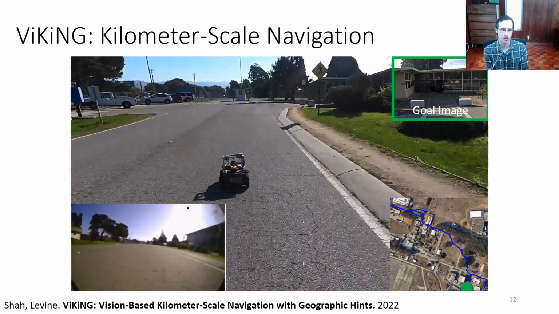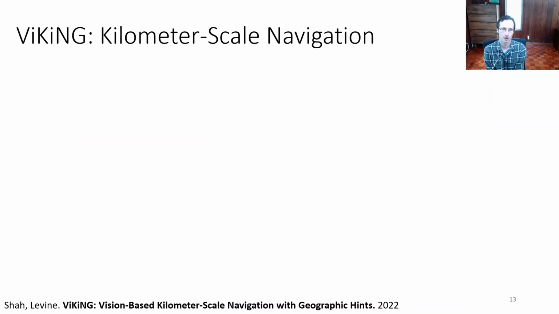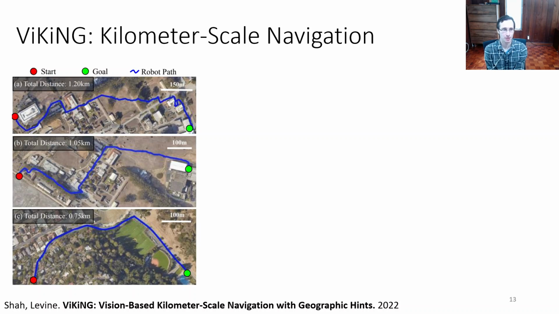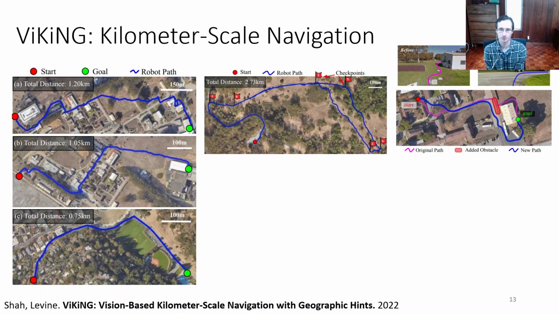So this is really the benefit of using graph search in combination with these heuristics. ViKING can navigate to goals that are over a kilometer away. If we give it some intermediate checkpoints, it can follow a hiking trail that's almost 3 kilometers long.